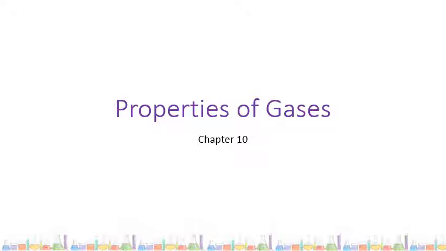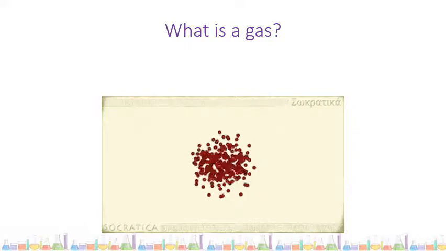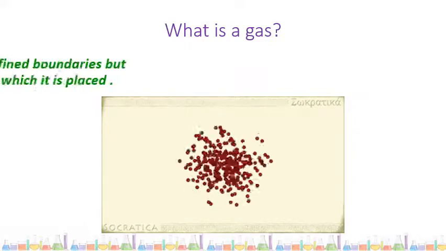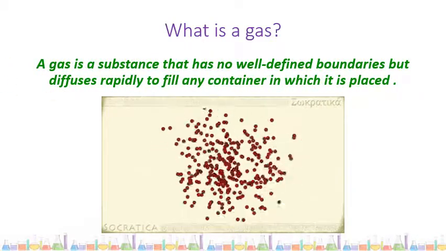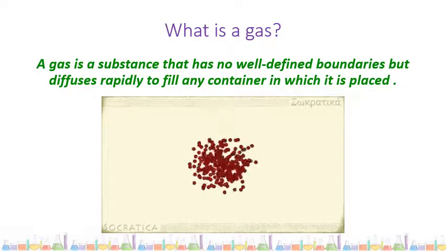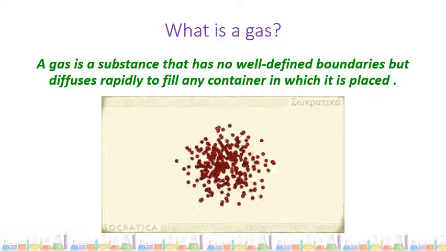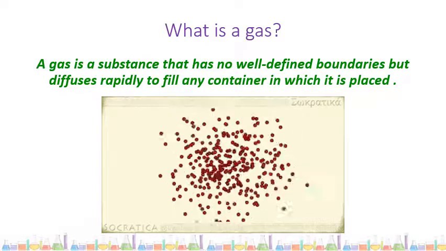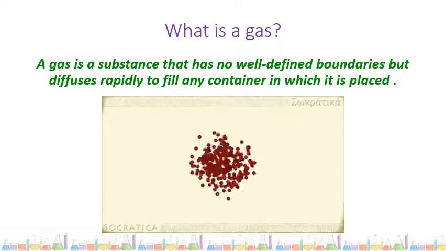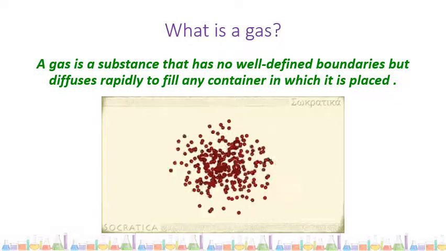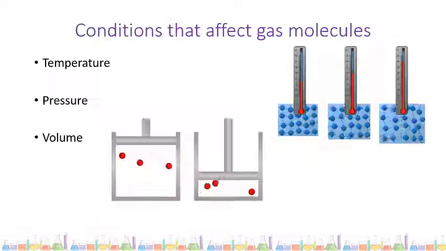This video focuses on Chapter 10, the properties of gases. First of all, our definition for a gas. It's a substance that has no well-defined boundaries, so no fixed volume or fixed shape, but diffuses or spreads out rapidly to fill any container in which it is placed.